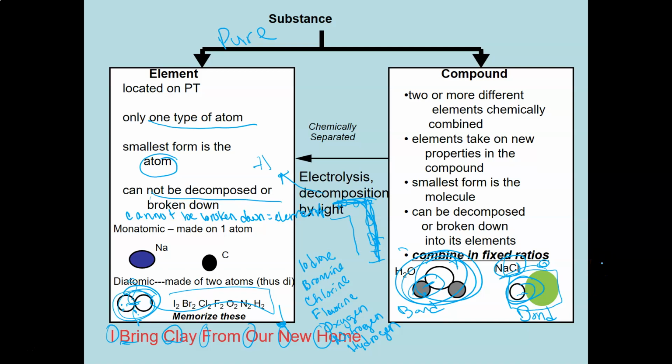All right, so these compounds will have new properties. They won't be the same as the properties that the elements had. They might be a combination. Their smallest form is a molecule, but here's the kicker. It can be broken down, and this is really important. This can be broken into its elements, but it has to be chemically done. You have to do something like electrolysis, hit it with energy. You might have to hit it with high heat to break the bonds apart, but chemically you have to do something to it.